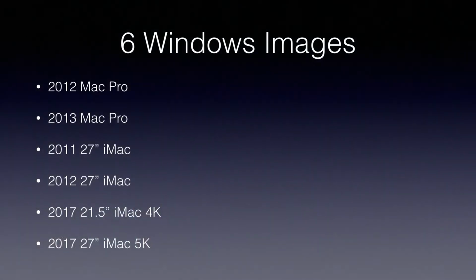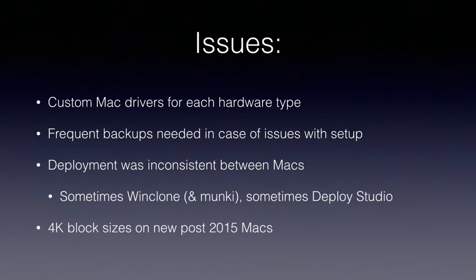And so last year, I'm not the Windows guy, I'm the Mac guy, but I work with the Windows guy, Mark, who develops all the Windows images for our department. Last year, he had 6 separate Windows Bootcamp images, right? Like I said, the 2012, 2013 Mac Pros. We had some older 2011 27-inch iMacs, which were considered legacy machines in terms of deployment, right? And then we have some 2012s. And then we had some newer 4K and 5K iMacs. And those had some problems too, because you'll see in a minute why that would be.